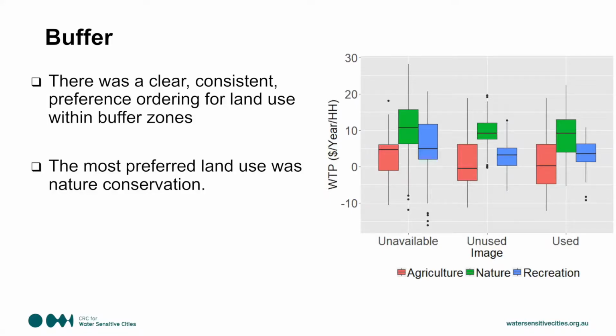What we have observed is that consistently people have a preference for nature conservation within the buffer area, and this is their marginal willingness to pay for a dollar.